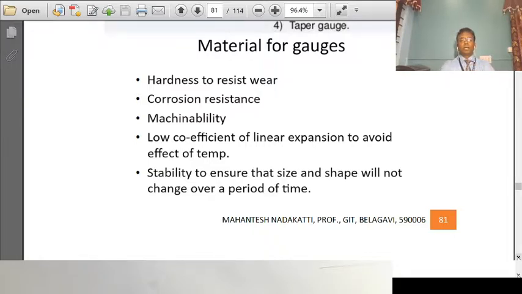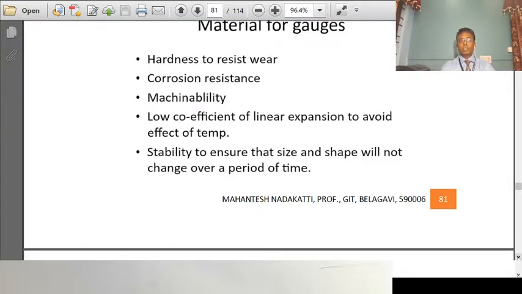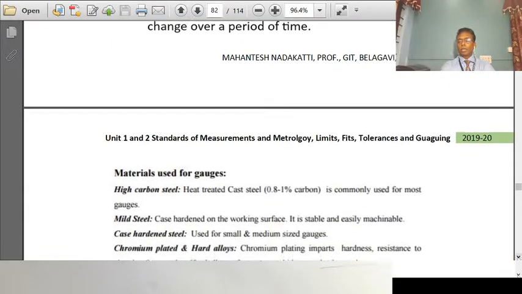The properties of the material needed for gauges are hardness to resist wear, as we need to reuse them on a repeated basis for a long term for a huge number of components; corrosion resistance; machinability; low coefficient of linear expansion to avoid any effect of temperature; and stability to ensure that size and shape will not change over a period of time. These are the requirements for gauge materials.